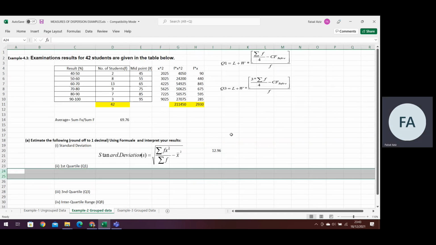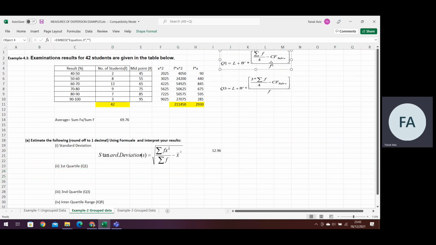Now I'm going to drag down this Q1 formula. We need to calculate the interquartile range, and you remember we did interquartile range for ungrouped data, and the concept is the same. It is Q3 minus Q1. So I'm just dragging down the Q1 here near the requirement.